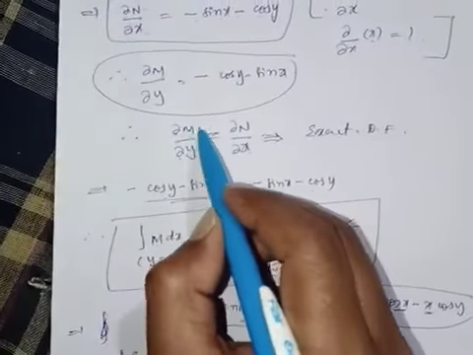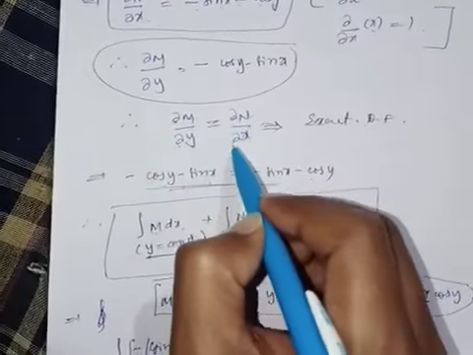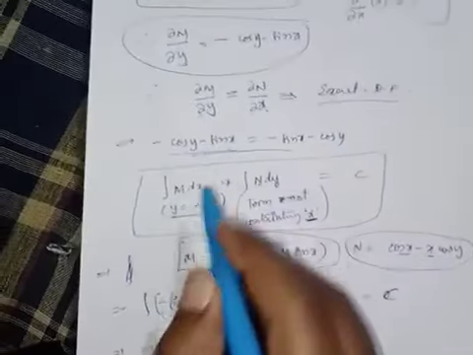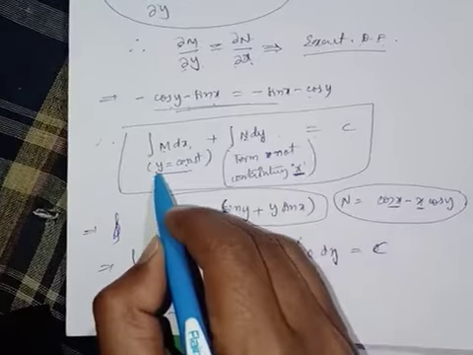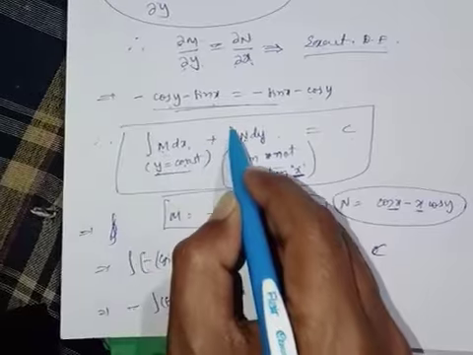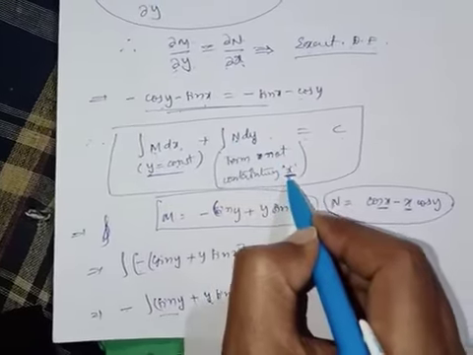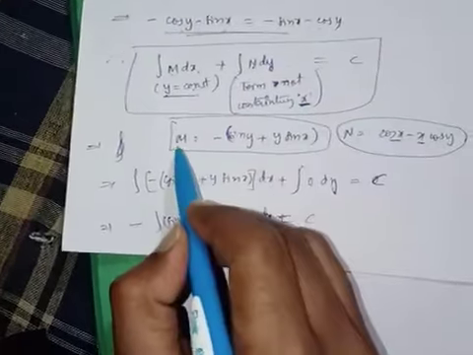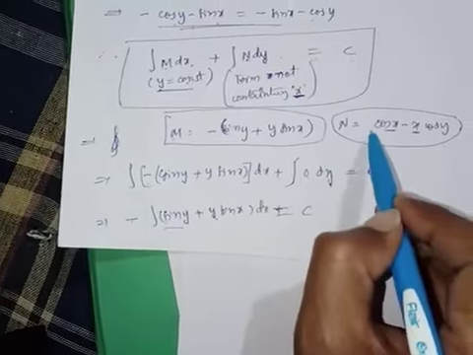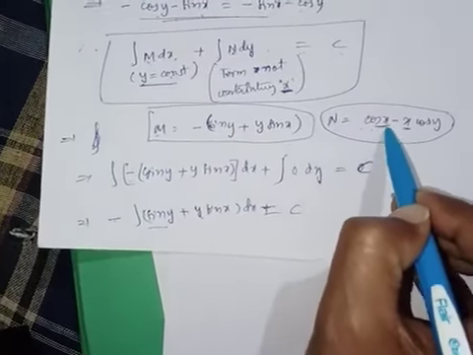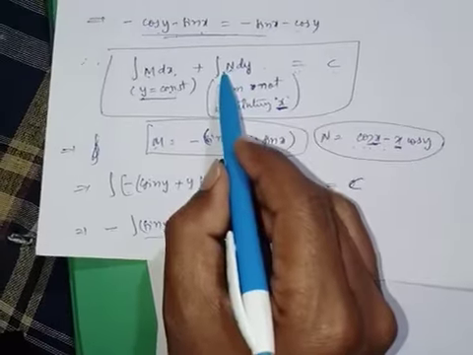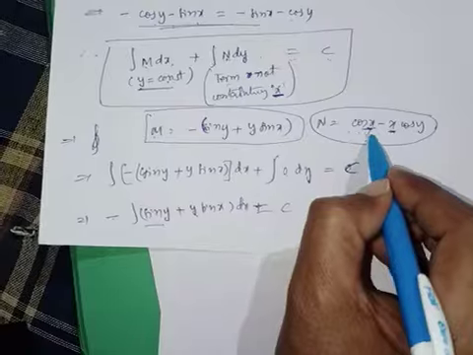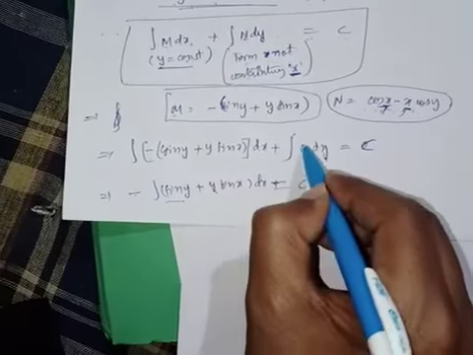So del m by del y is equal to del n by del x, both are equal, so this is called exact. Now the formula is integral of m dx, where we treat y as constant, plus integral of n dy, taking only the terms not containing x, which is equal to 0. Observe the n value: in n we have x terms, but in the formula we take only terms not containing x, so we can treat it as 0.